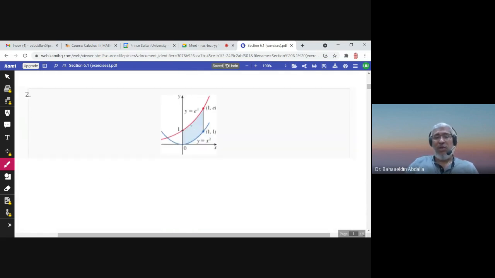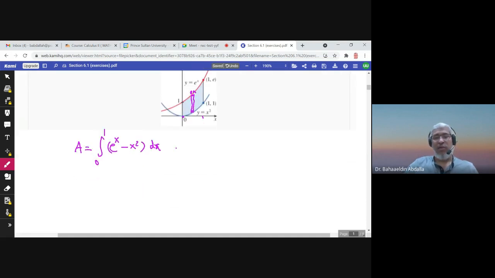This is also another question. If I choose a vertical rectangle also with width dx, then always e to the power x is above x squared. So the area would be given by the integral of e to the power x minus x squared dx, and x from 0 to 1. So this will give you the area. Of course, you can evaluate the integral easily, e to the x minus x cubed over 3, from 0 to 1, and you find the answer.